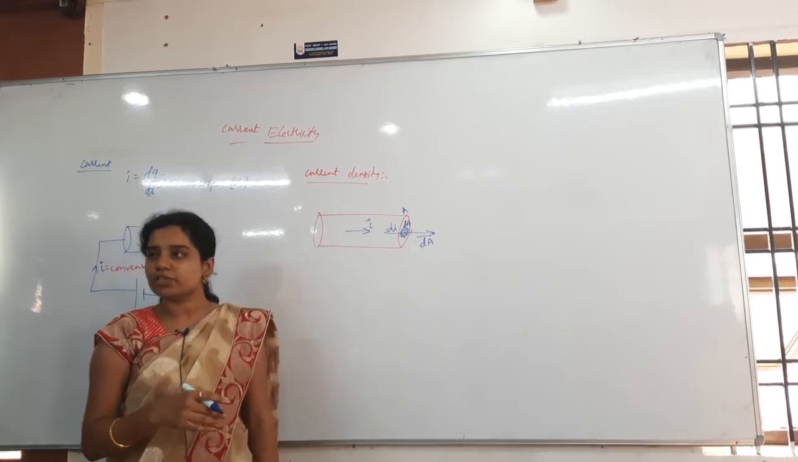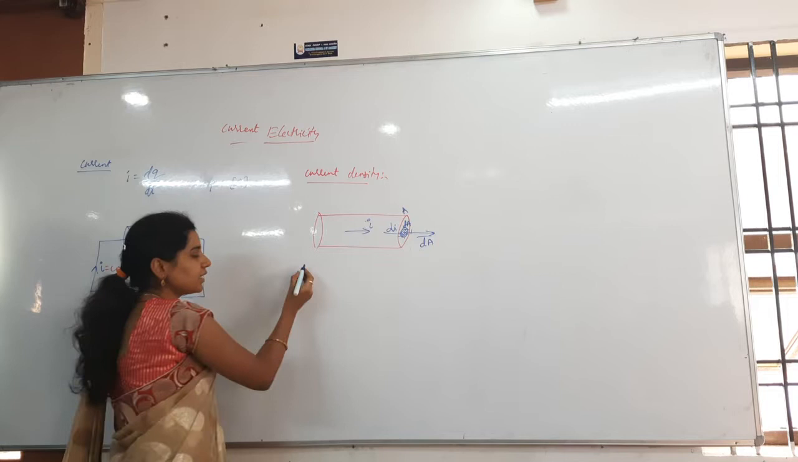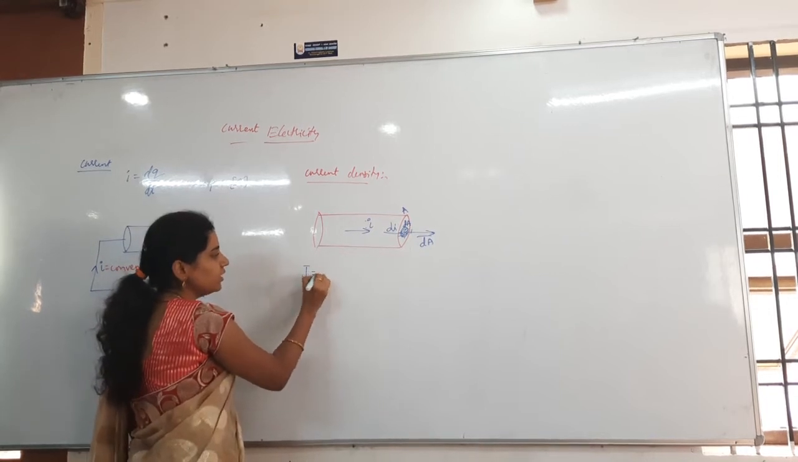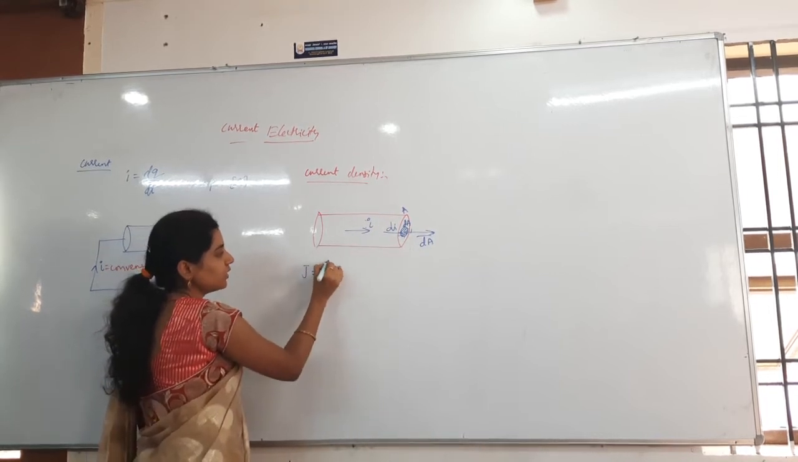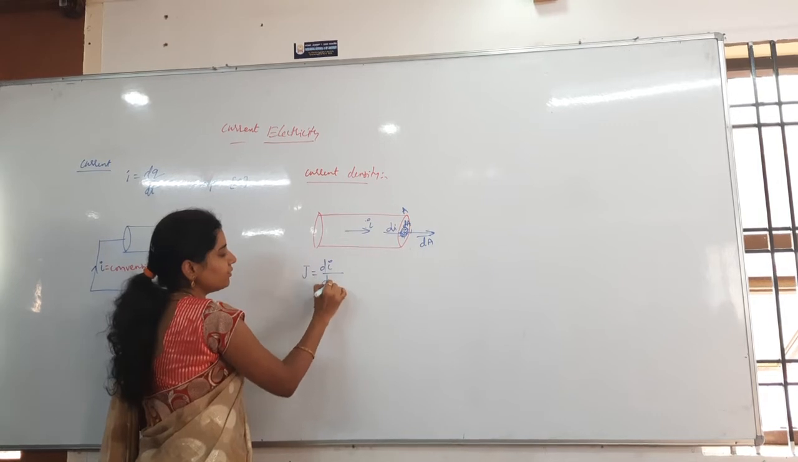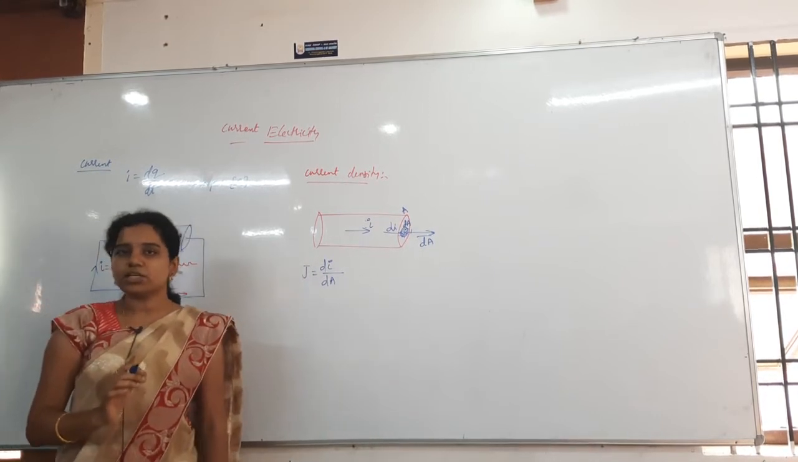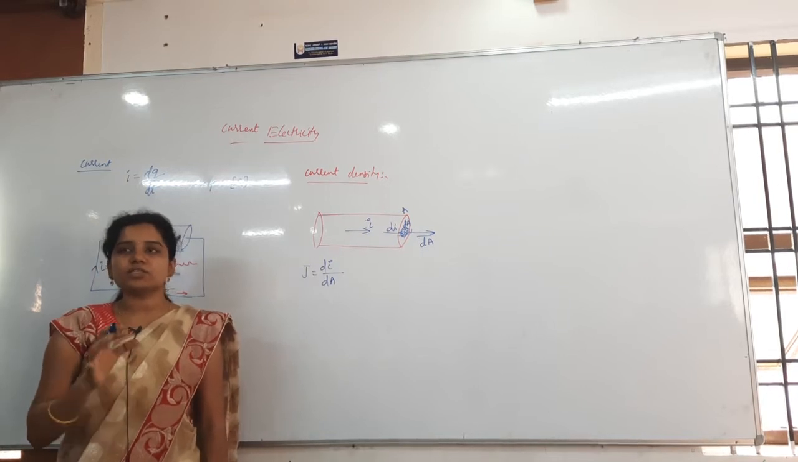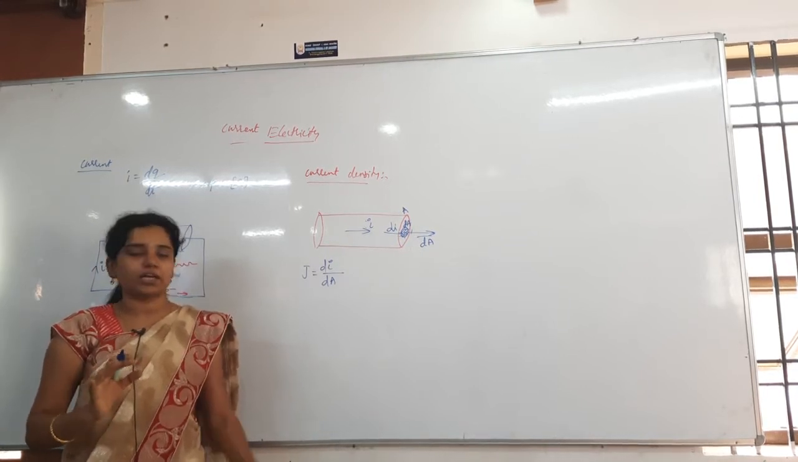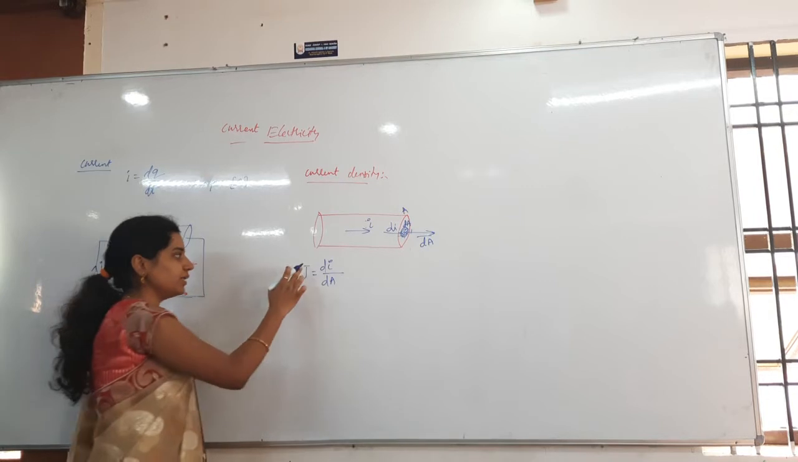The current is flowing. The current density, denoted by J, equals what? Nothing but di by dA, the current flowing per unit area. You shouldn't think that density means volume. That is current flowing per unit area. J is equal to di by dA.